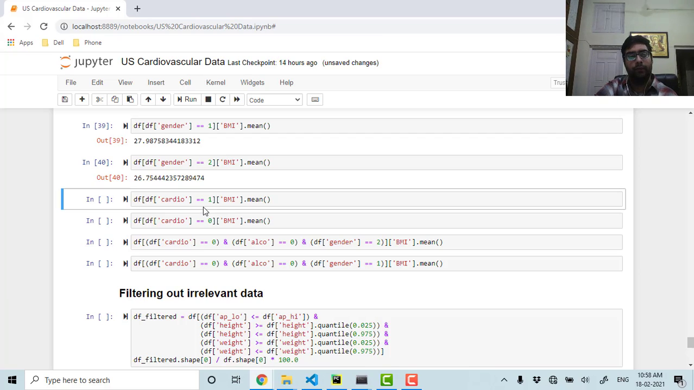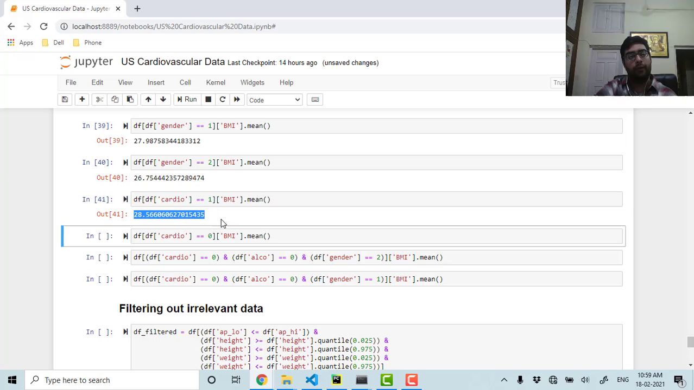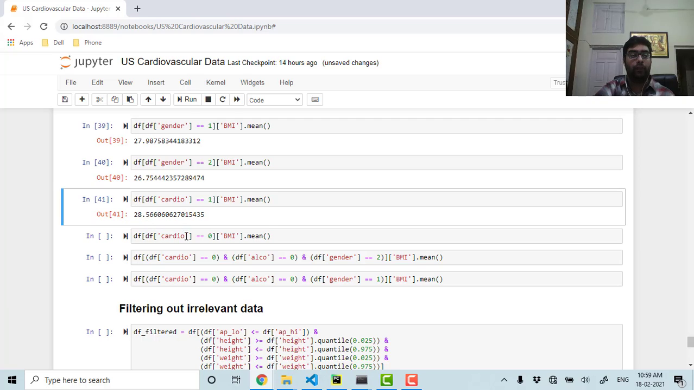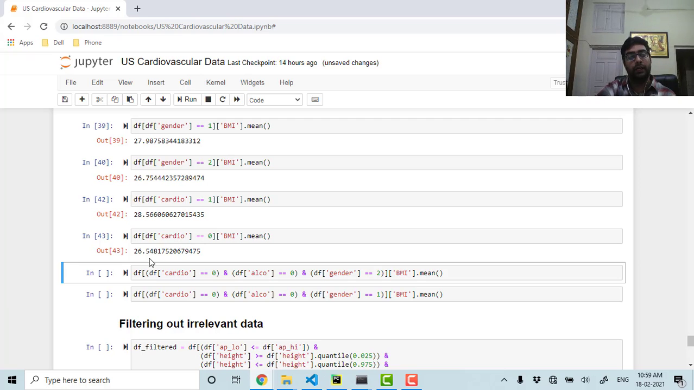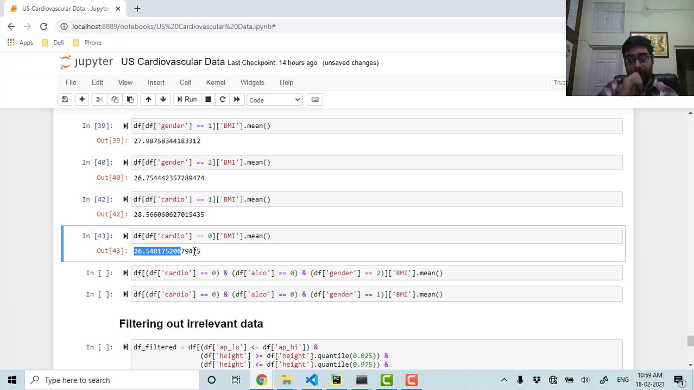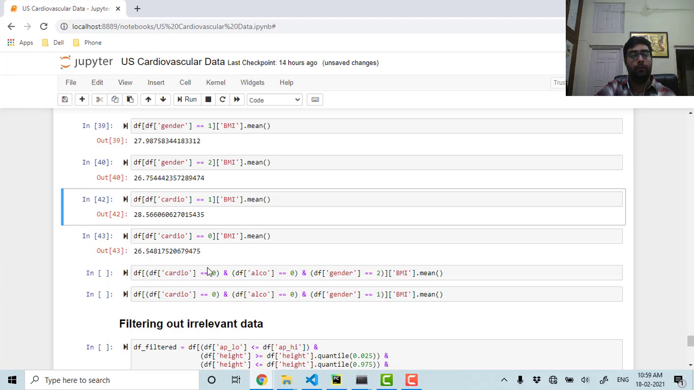Now let's see the people who are suffering from cardiovascular diseases, what are their BMIs? So their BMIs are pretty much higher. It is around 28.5, which is higher, which means that BMI could be a factor for cardiovascular diseases. Now let's see the people who are not suffering from cardiovascular diseases, what is their BMI? So their BMI is lesser than the BMI of the people who are suffering from cardiovascular diseases.